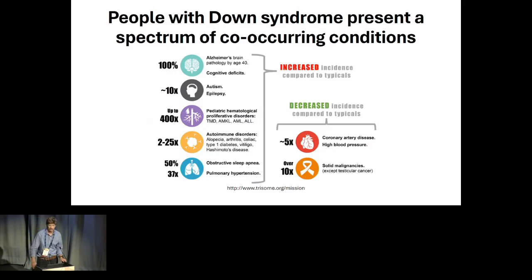People with Down syndrome are much more likely than those with typical karyotypes to have Alzheimer's disease and also to experience that condition at an earlier age. They're more likely to have autism and epilepsy, more likely to experience pediatric hematological disorders, so several leukemias, also several autoimmune conditions and inflammatory conditions in general, as well as conditions like sleep apnea and pulmonary hypertension. Interestingly, while people with Down syndrome have an increase in all of these co-occurring conditions, they also have a decrease in some others, including less heart disease overall and less solid tumors.